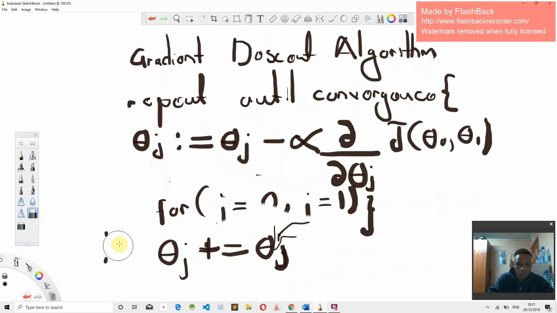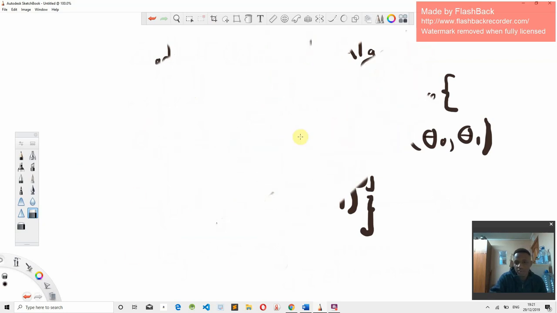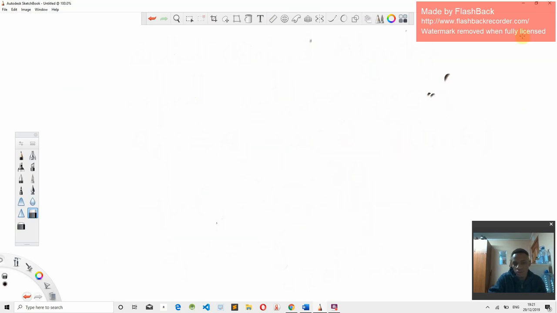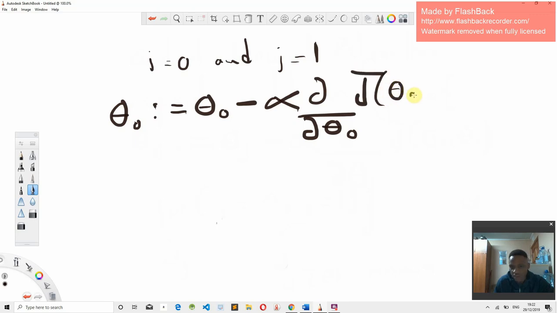Now that we have talked about the gradient descent algorithm, when we apply it, what we need to do is update our values simultaneously. Let's say for example, j is equal to 0 and then j is equal to 1. Now we replace theta j with theta 0. This goes to theta 0 minus alpha d over d theta 0 times J of theta 0, theta 1.